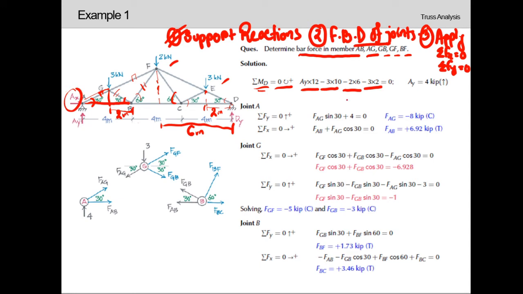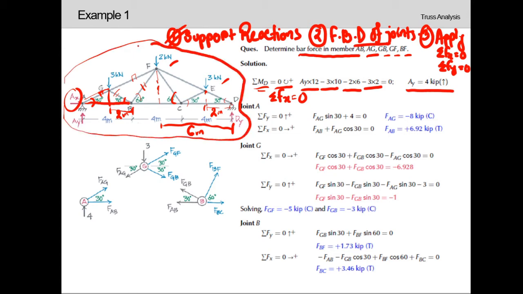Now from this summation of MD equals to 0 equation, we can easily calculate the value of AY. So we can see here the value of AY is 4 kip, which is acting in upward direction. And similarly, applying summation of Fx equals to 0 throughout this entire truss, we can conclude that the value of AX will be equal to 0, as all the loads acting on this truss are in vertical direction. There is no lateral forces, that's why AX equals to 0.